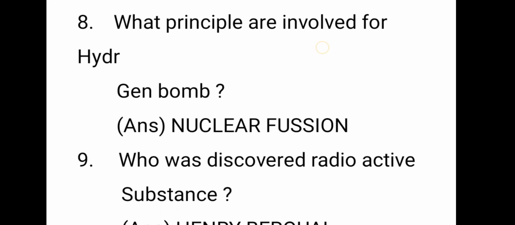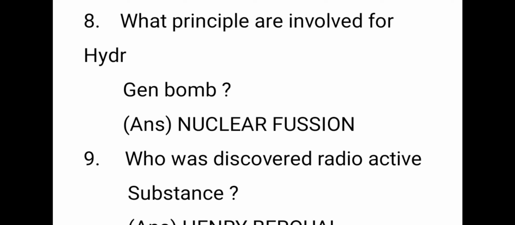The next question: flow of water from the dam to land. The potential energy is converted into kinetic energy. What principles are involved in a hydrogen bomb? Nuclear fusion. Generally, the chemical reactions in nuclear weapons involve two principles: one is the atom bomb and another is the hydrogen bomb. In the atom bomb, a nuclear fission reaction takes place.